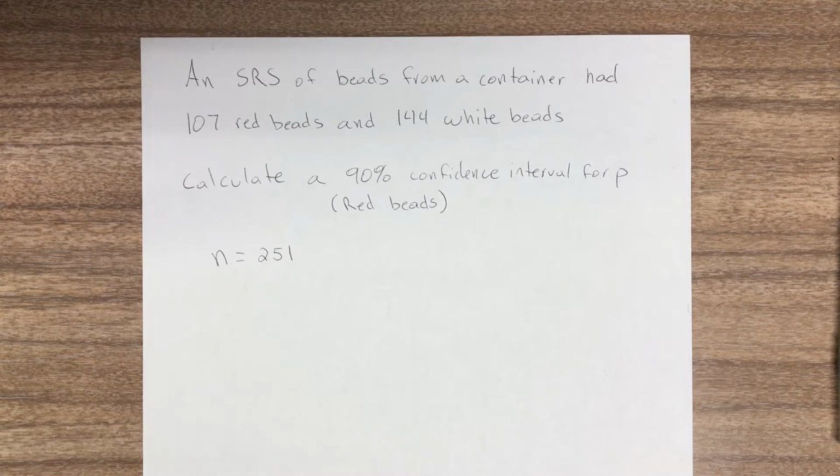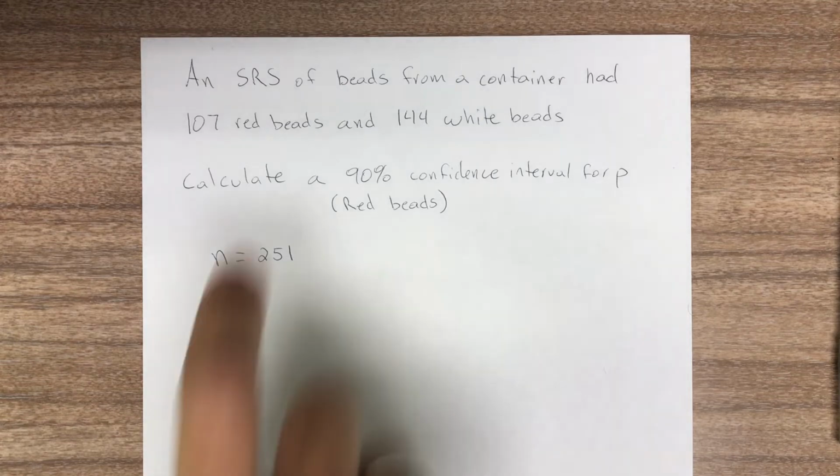In this video I'm going to show you how to construct a confidence interval using the TI-84 graphing calculator. Now I have an example and it says an SRS of beads from a container had 107 red beads and 144 white beads. We want to calculate a 90% confidence interval for p, a proportion, and we are looking for the number of red beads. So imagine that a container had more than 3,000 beads and we want to know how many red beads are actually in that container. We don't want to count all of them, so we can construct a confidence interval to estimate the proportion of red beads in that big container.